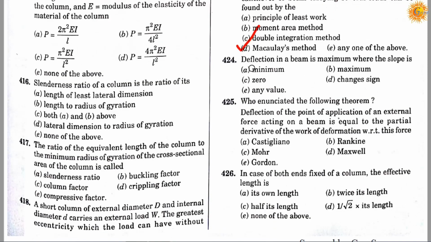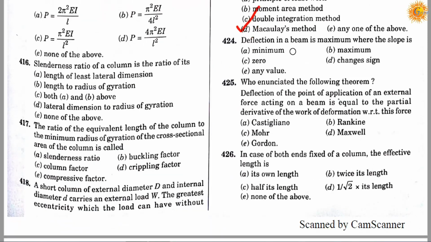Question number 424. Deflection in a beam is a maximum where the slope is option A, minimum, option B, maximum, option C, 0, option D, change of sign, and option E, any value. Correct answer C, it's 0. Question number 425.